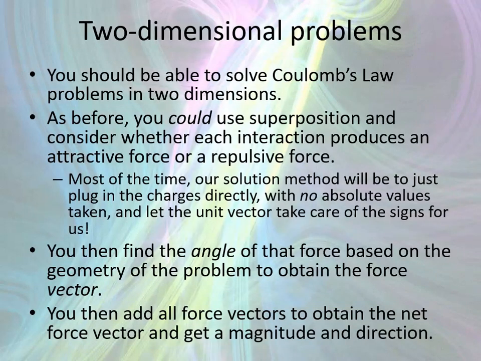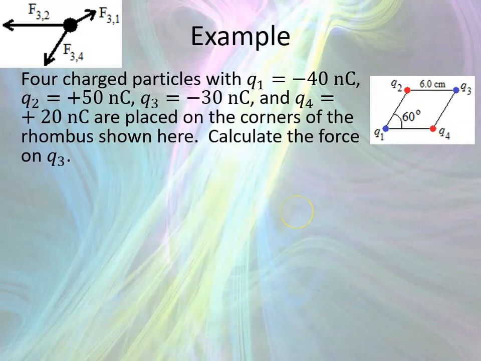What about for two-dimensional problems? So, in the case of two-dimensional problems, we could use superposition and think about attractive repulsive forces, but this is going to be a situation where, in my opinion, it's easiest to just use vectors the whole time. So, let's look at an example in 2 dimensions. Here we have 4 charged particles, each at the points of a rhombus, with charges given. Notice that the charges on each of the particles are different. So we have 4 different charged particles. Blue denotes negative charge, red denotes positive charge. In fact, that's a convention that you'll occasionally see. So let's calculate the force on charge Q3.